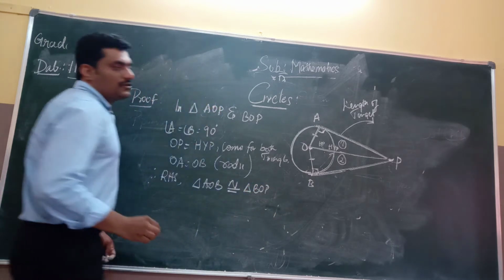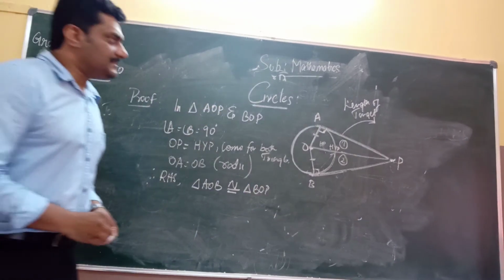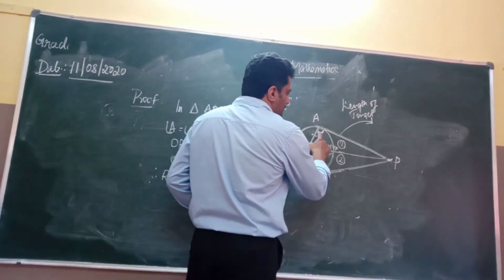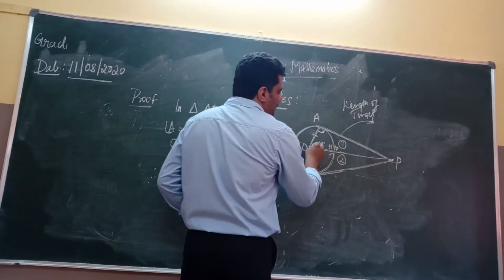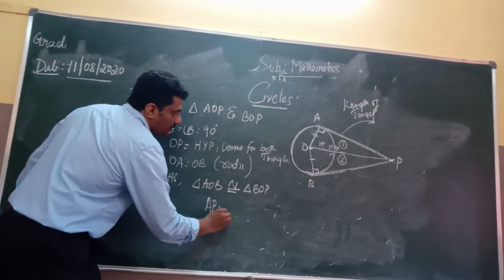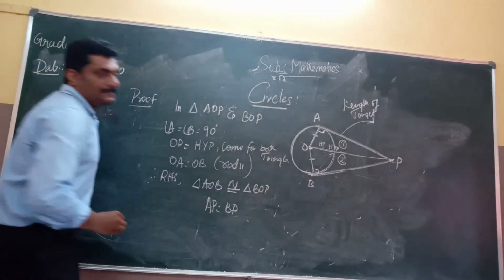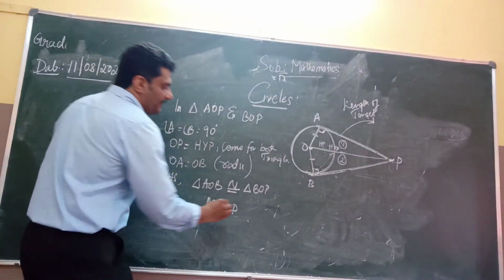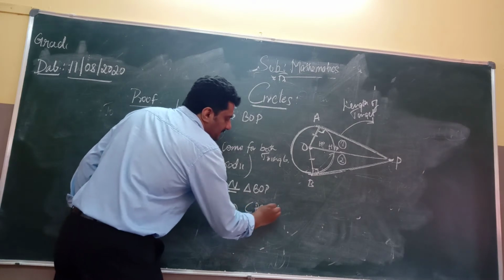Now if these two are congruent, which are the corresponding sides? I can tell this is a corresponding angle, corresponding angle. This is a corresponding angle, corresponding angle. Corresponding side I can tell AP is equal to BP. This is fine. CPCT.